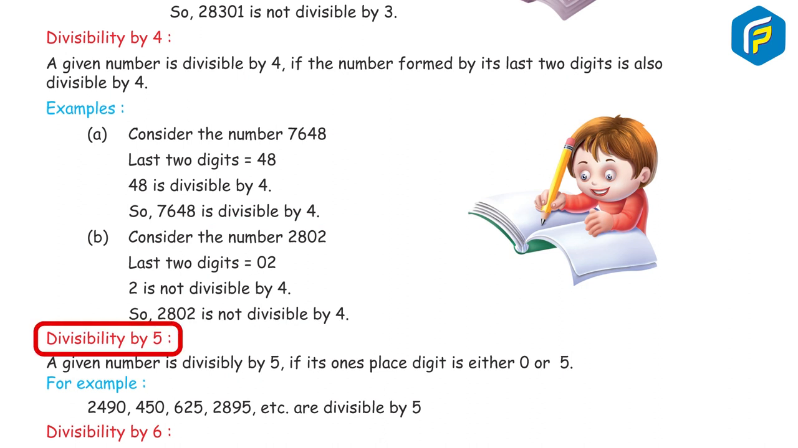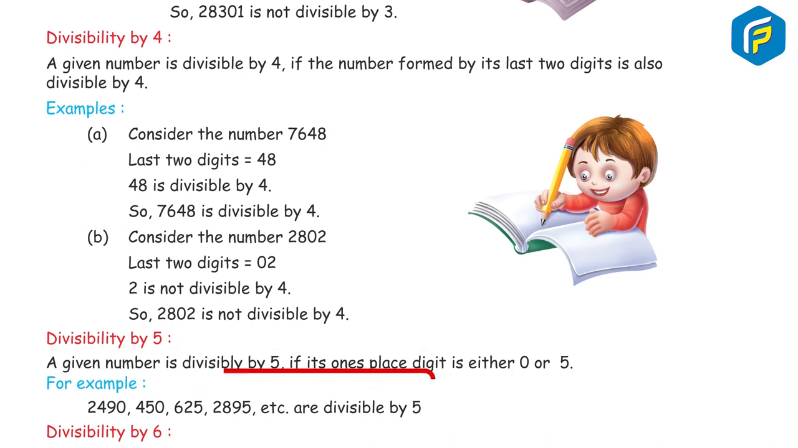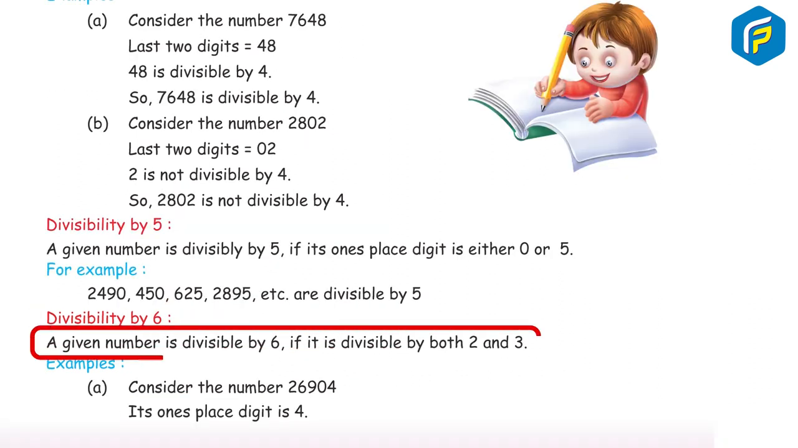Divisibility by 5. A given number is divisible by 5 if its ones place digit is either 0 or 5. For example, 2490, 450, 625, 2895, etc. are divisible by 5. Divisibility by 6. A given number is divisible by 6 if it is divisible by both 2 and 3.